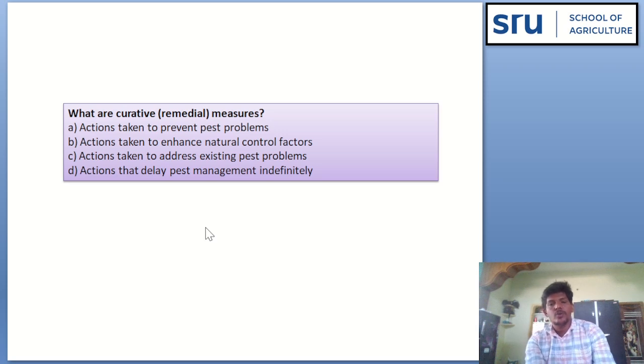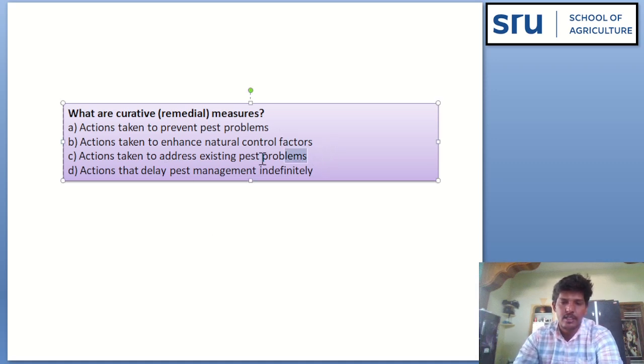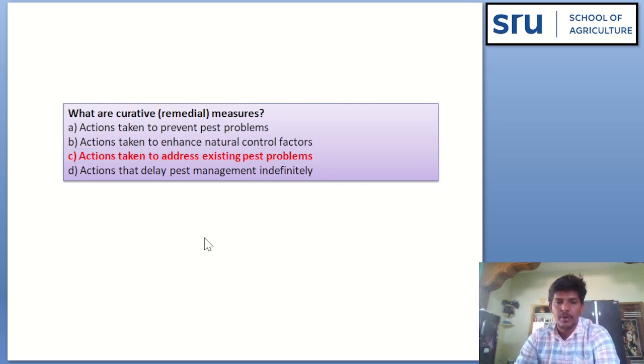What are the curative measures? Action taken to prevent pest problem. Action taken to enhance a natural control factor. Action taken to address the existing pest problem. Action that delay pest management indefinitely. Here the correct answer is action taken to address existing pest problem is the curative measure.